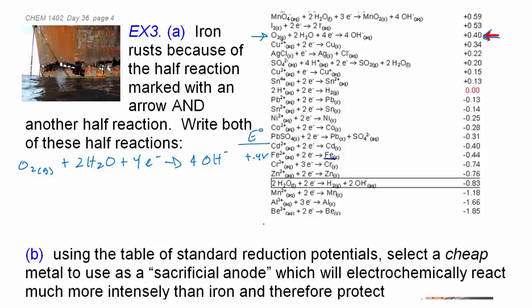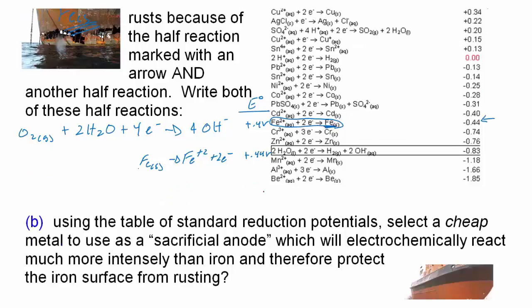The other half reaction is what? Well, what is this material? It's iron, right? And it has to be getting oxidized because we already wrote our reduction reaction. So find iron as a product. There it is. Flip the sign. So positive 0.44 volts is the iron. Iron solid goes to Fe2+. Iron solid goes to iron 2 and 2 electrons.